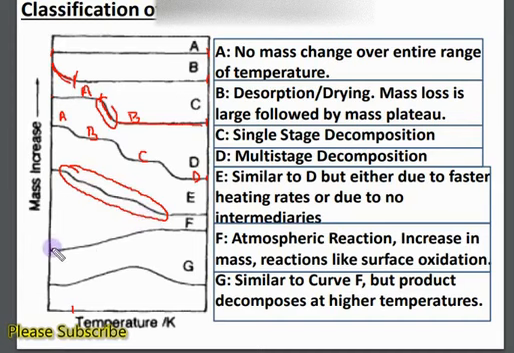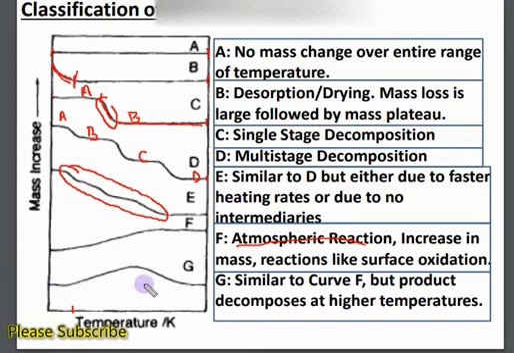In curve F we are seeing a completely different phenomenon, a completely different process, where the mass of the substance is increasing. And why, in TGA, when we see an increase in mass? This is mainly due to the surface oxidation of the sample. Here we are seeing that this is an atmospheric reaction, and this increase in mass is due to surface oxidation.